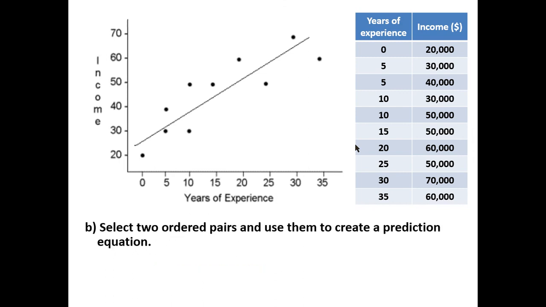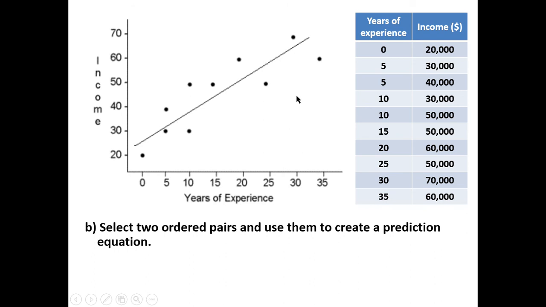For part B, we're going to select two ordered pairs and use them to create a prediction equation. Now, the important thing here is we're not going to pick points from my table, even though these are important points for us. The line is actually the more important thing at this point. So I want to pick 2 points that are on the line. And in fact, I'm going to pick two that are kind of at the opposite ends of the line. I'm going to pick one down here from the lower end and one from the higher end.